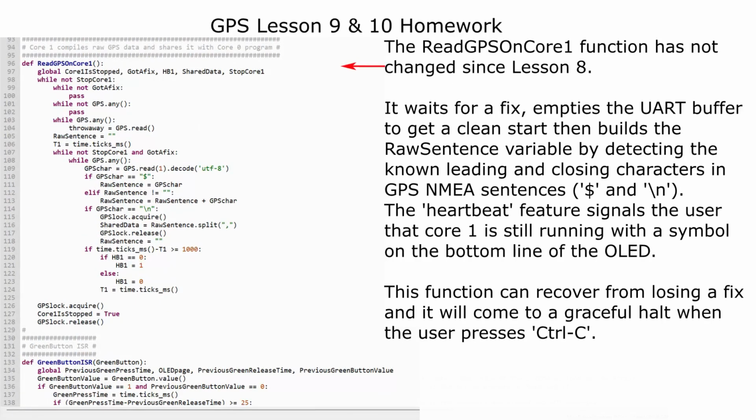The read GPS on Core 1 function has not changed since Lesson 8. It waits for a fix, empties the UART buffer to get a clean start, then builds the raw sentence variable by detecting the known leading and closing characters in GPS NMEA sentences, $, and the new line escape character. The heartbeat feature signals the user that Core 1 is still running with a symbol on the bottom line of the OLED. This function can recover from losing a fix, and it will come to a graceful halt when the user presses Ctrl-C.